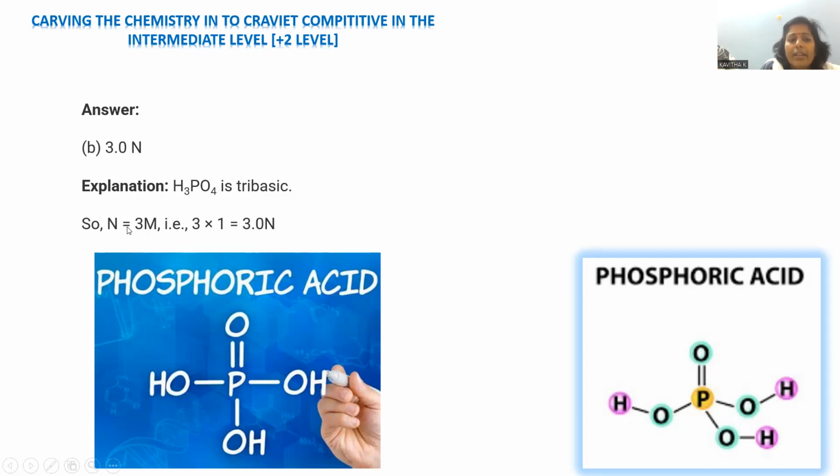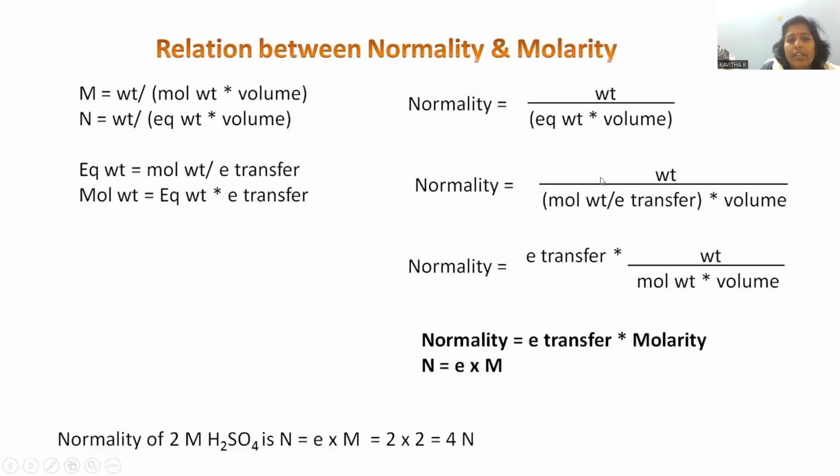N into M. N means what? Its basicity. M means its molarity. Its basicity is 3 and the molarity is 1. So 3 multiplied with 1, you will get normality as 3 normal. 1 molar solution of phosphoric acid is equal to 3 normal solution, because there is a relation between the formula of normality and molarity. Normality is equal to weight by gram equivalent weight, right?